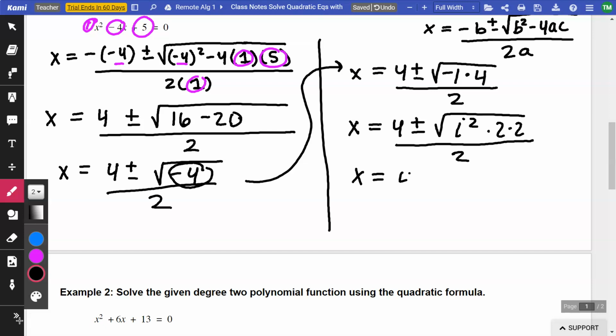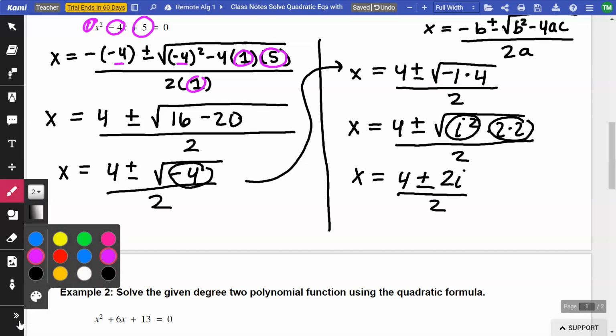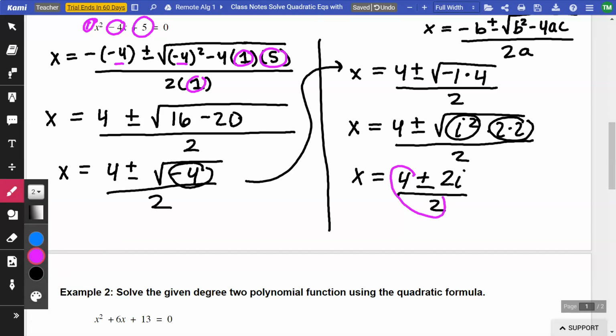x is equal to 4 plus or minus the square root of i squared, which is i. And then we can bring out the 2. And then nothing's left in the radical. So the square root of -4 is actually 2i, all over 2. So this is where we need to be really careful. So do you see how our answer is a fraction here? 4 plus or minus 2i all over 2. To be able to simplify this, the 4 has to be divisible by 2, but you're also dividing the 2i by 2.